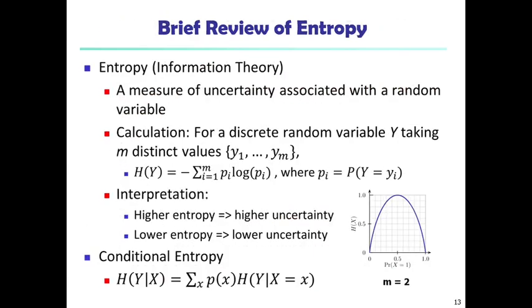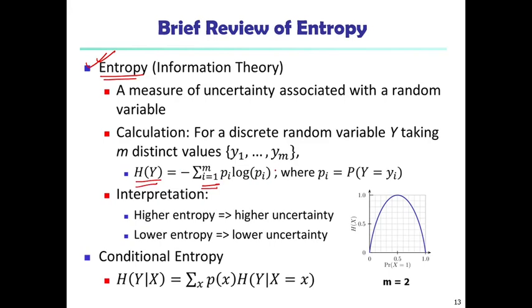So here, to understand the decision tree algorithm, we have to understand entropy. You might have already come across this terminology, entropy, which is related to information theory. What is entropy? Entropy is a measure of uncertainty associated with a random variable. Calculation for a discrete random variable y taking m distinct values y1 to ym: entropy H(y) is nothing but minus the summation from i equal to 1 to m of pi log pi.